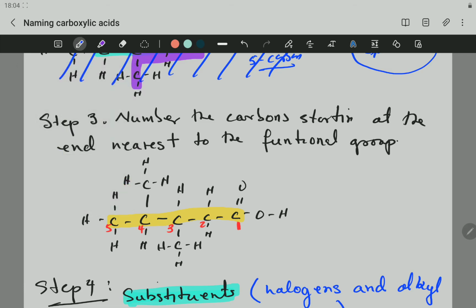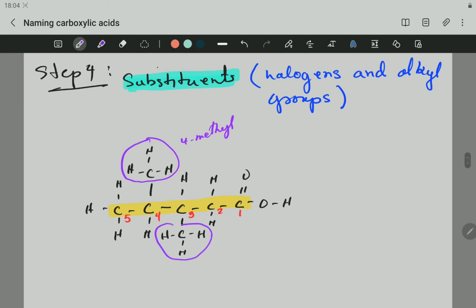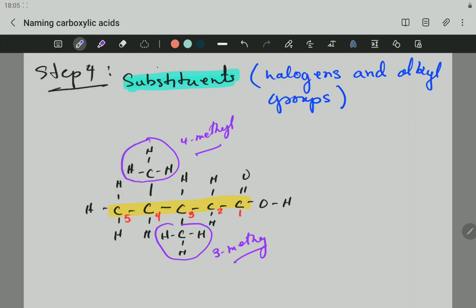So what we have: we know that this is oic acid, and we know that this is pentan. Step number 4, find out the substituents. We have 2 substituents here. This one is a methyl, which is on carbon 4, so it's 4-methyl. And here's another methyl, which is on carbon 3, so it's 3-methyl. Remember, when you have 2 of the same, you place both numbers and you use the prefix di or tri. So in this case it will be 3,4-dimethyl.